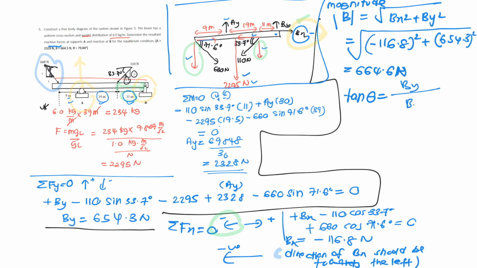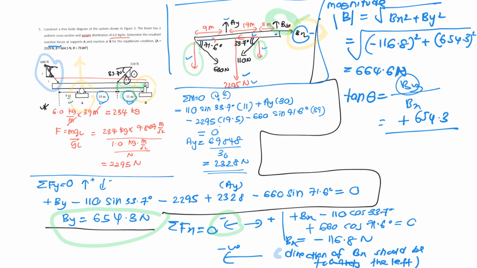Okay, so here is the tricky part. For the BY, I get positive, and I look back at my assumption. My BY here is upward, and upward is positive. Then I get positive, so I put here a positive 654.3. For the BX, I get negative.